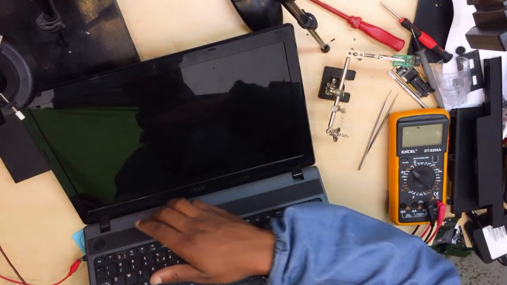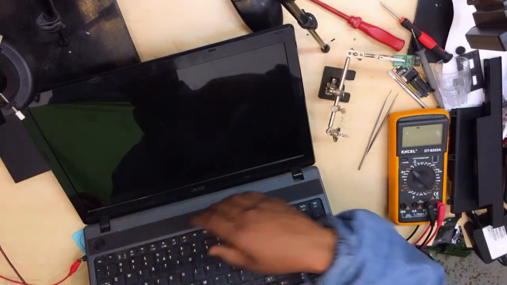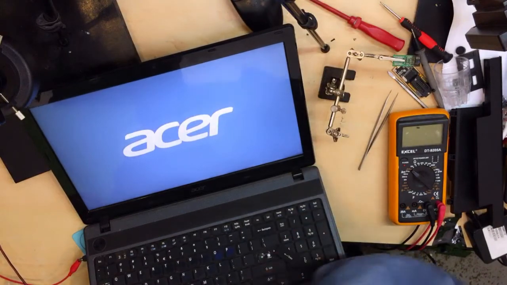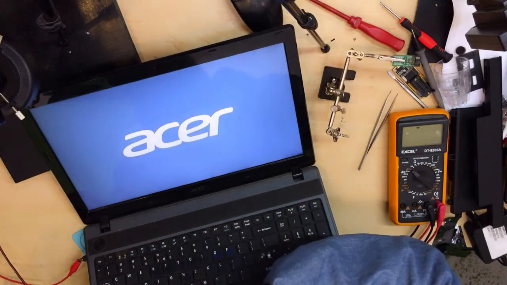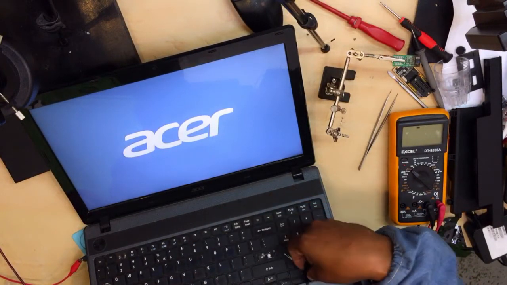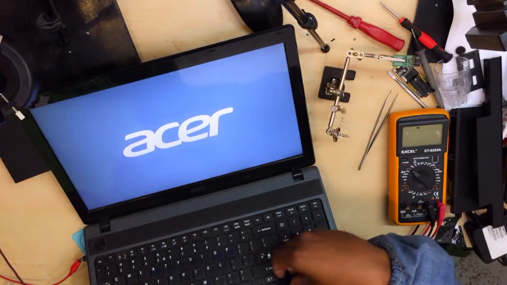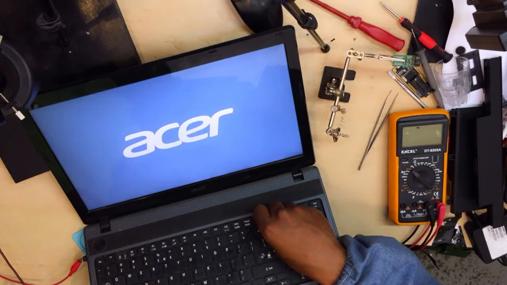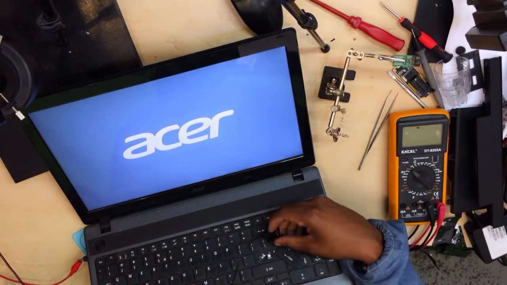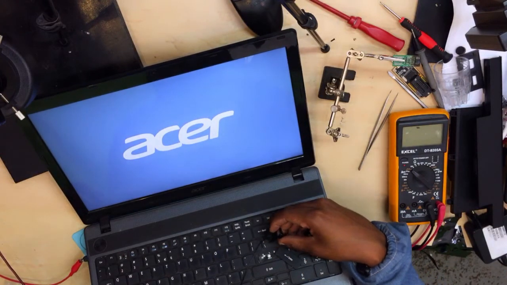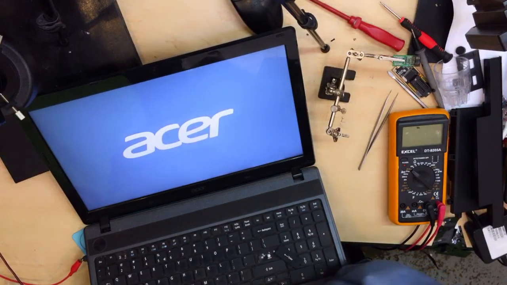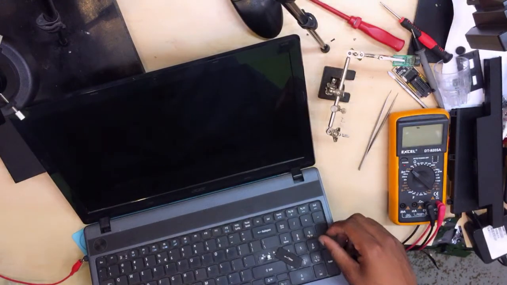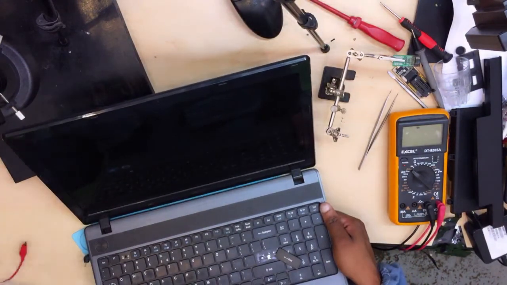Okay, let me show it to you again. The PC is turning on, and the hard drive is making noise. I think it's the hard drive, or is it the DVD-ROM? But it's sounding more like a hard drive. Okay, anyway, let's go ahead. Let's check. What is it?